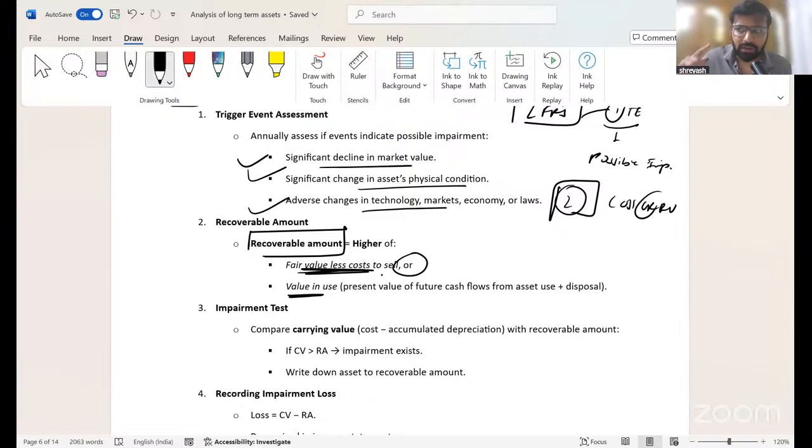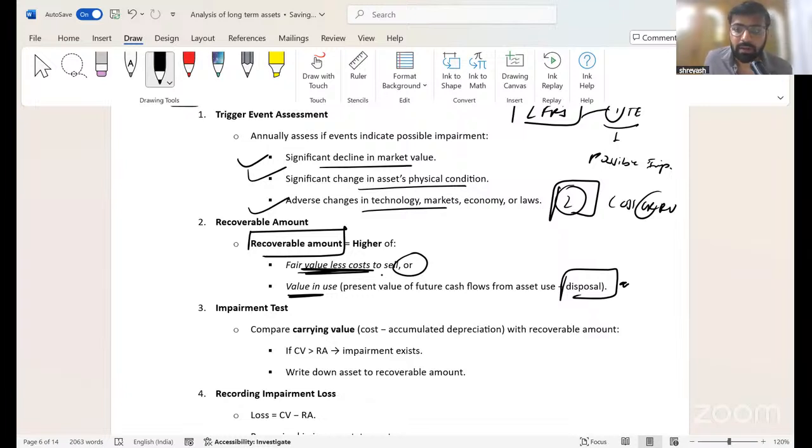Sir, okay, sir, recoverable value is higher of fair value less cost to sell or value in use. Sir, what is value in use? It is present value of future cash flows from that particular asset and the disposable value that I get from that particular asset. Because disposable value is also a cash inflow. So what is value in use? Whatever cash flows I'm going to get out of that asset plus the disposable value. So whatever is higher, basically value in use or fair value less cost to sell ultimately gives me what?